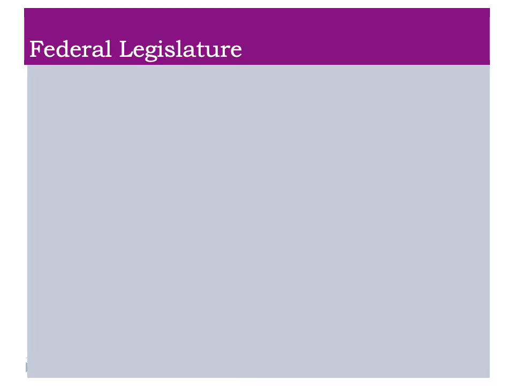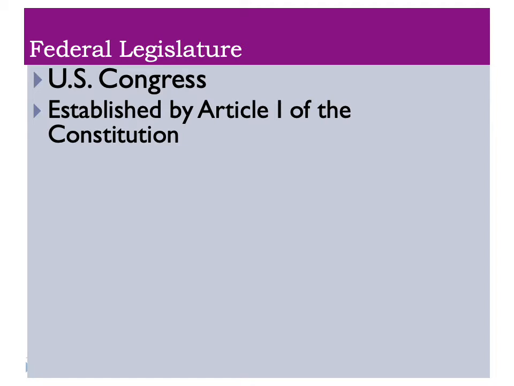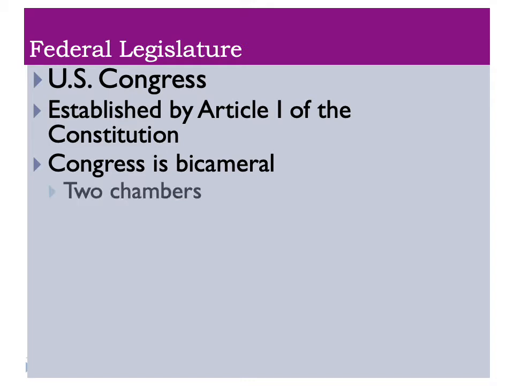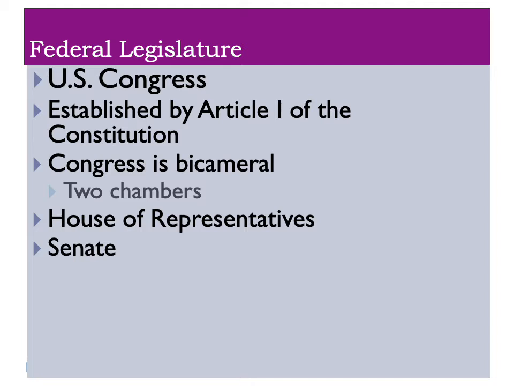Okay, so let's start with some basics. The federal legislature is known as the United States Congress. As you know, it's established by Article 1 of the Constitution. The Congress is bicameral. Again, we know this from earlier work we've done this semester. It has two chambers, and these chambers are significantly different. One of the chambers is called the United States House of Representatives. The other is the United States Senate. So just a little refresher of some of the things we learned about earlier in this semester.